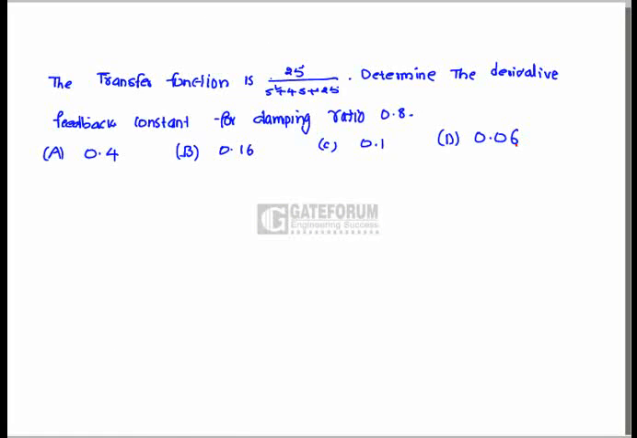The question is, we have to find out the derivative feedback constant for a given transfer function whose damping ratio is 0.8. If we compare the transfer function with the standard transfer function, we get natural frequency equals under root 25, which is 5 radians per second, and 2 zeta omega n equals 4. From this, zeta equals 0.4.